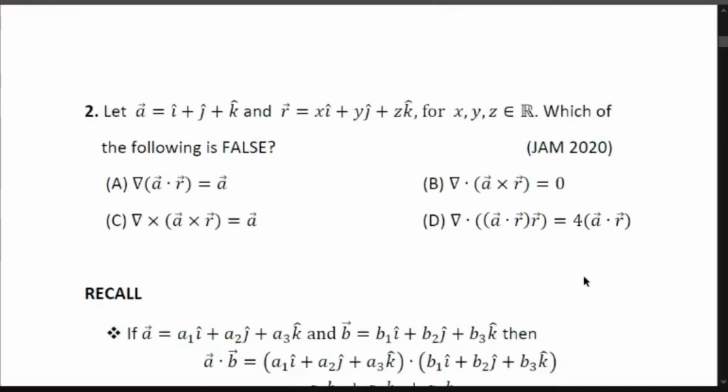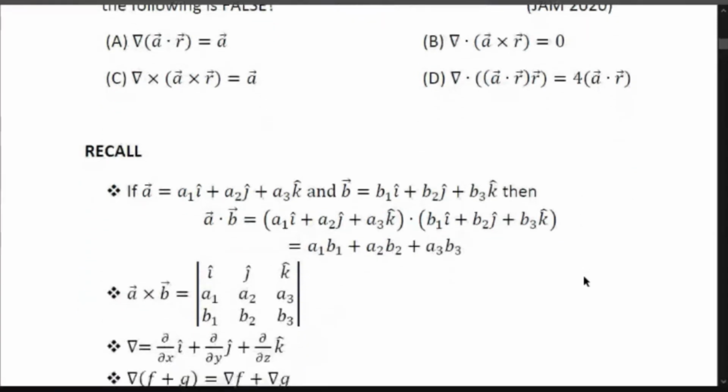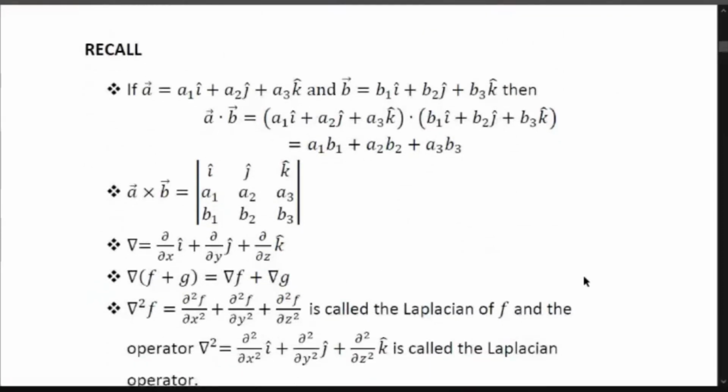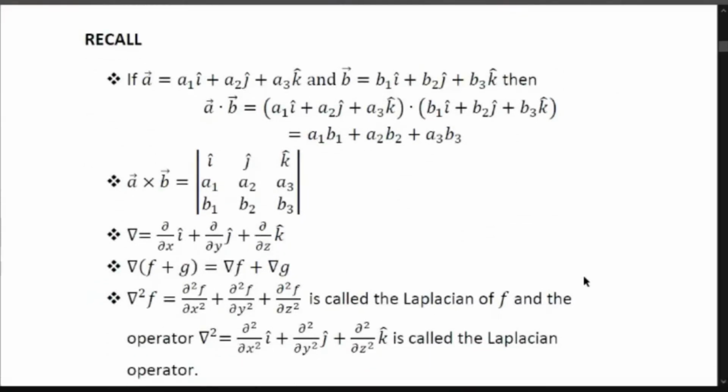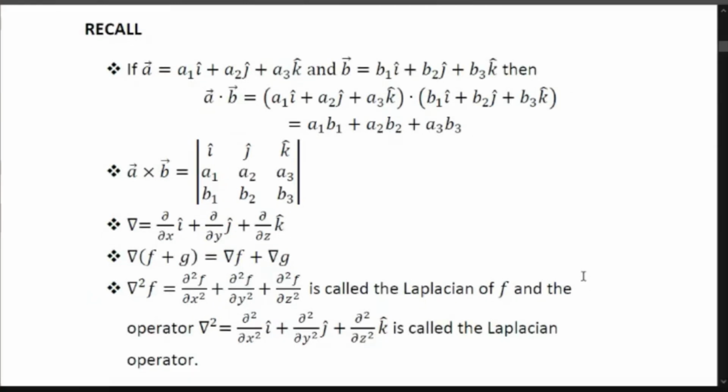So before that, let us again go back to the vector calculus. You can see here, if A is the vector a1 i plus a2 j plus a3 k, and B is the vector b1 i plus b2 j plus b3 k, then A dot B, the usual dot product, is a1 b1 plus a2 b2 plus a3 b3. A cross B is defined as the determinant of i j k, a1 a2 a3, b1 b2 b3. That is the cross product, the vector product. The previous one is called the scalar product.